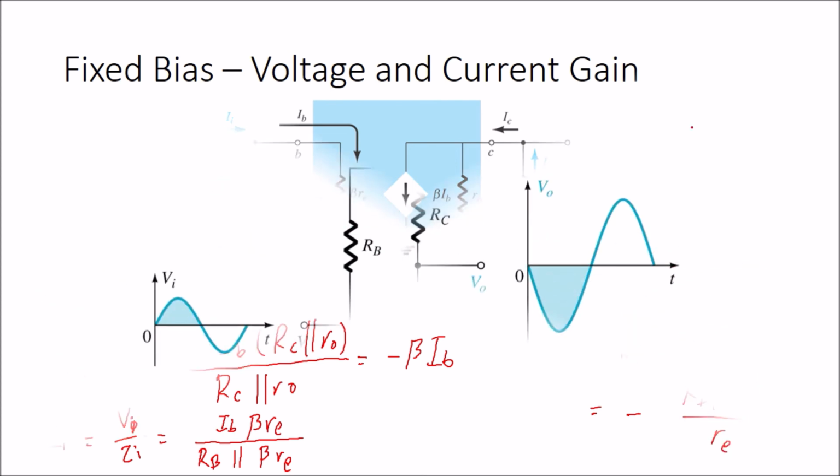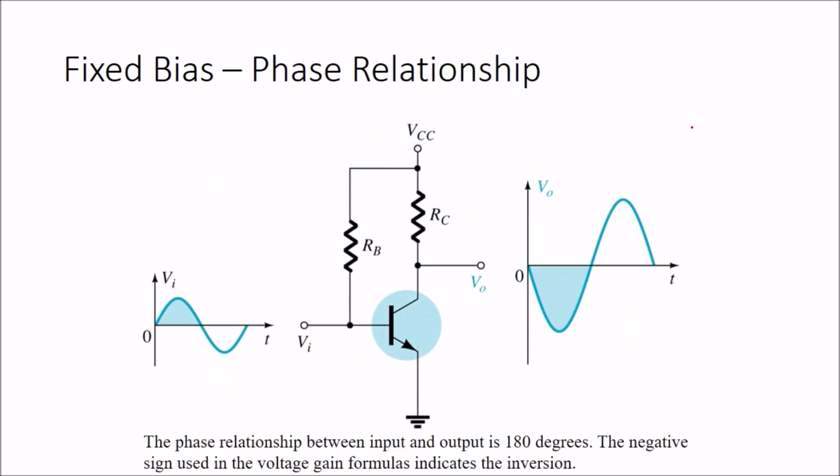RE. Okay, and then for the phase relationship, if you calculate the phase bias configuration, the AV is 100. So let's say the value here is 5 volt, and then once you amplify the signal, it's going to be minus 500. Okay, the phase is inverted.